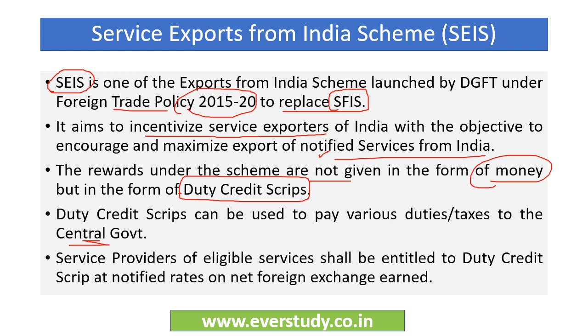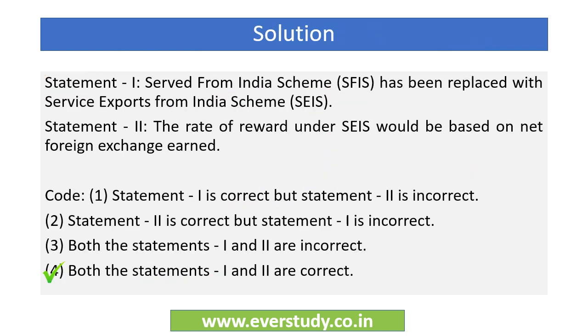And the service providers who are providing these notified services are entitled to these duty credit scrips at notified rates, which are calculated on the basis of the net foreign exchange which they have earned. So we consider the net foreign exchange earned, we apply the notified rate, and we get the benefit which is to be given to these service exporters. So friends, now we can easily answer this question: both these statements, that is SFIS has been replaced with SEIS and the reward is based on net forex earned, are correct. So the answer is going to be option number 4.